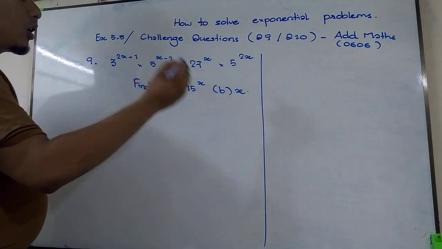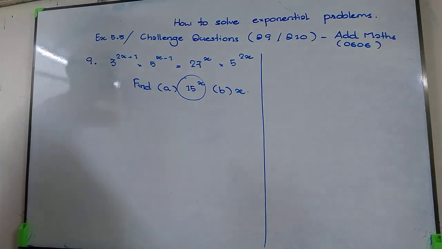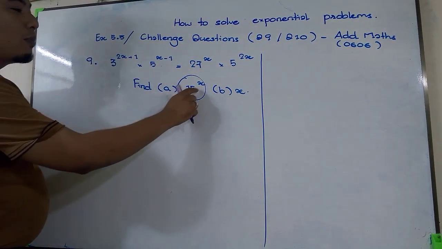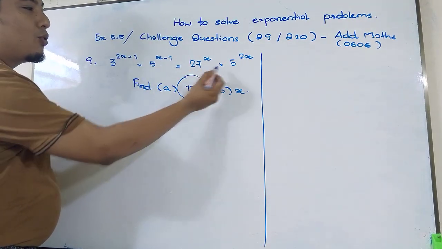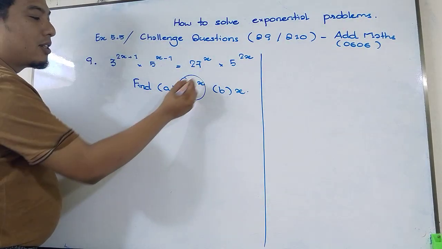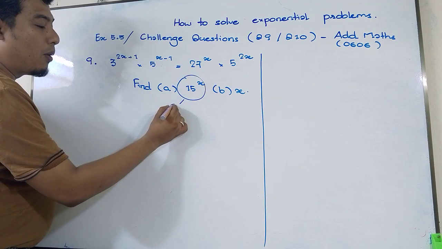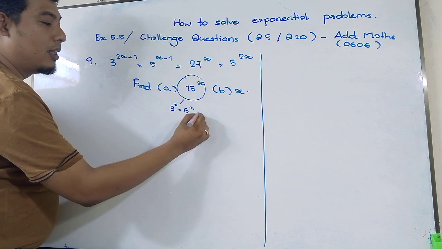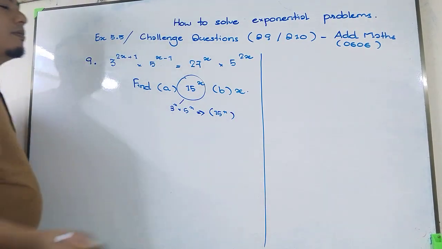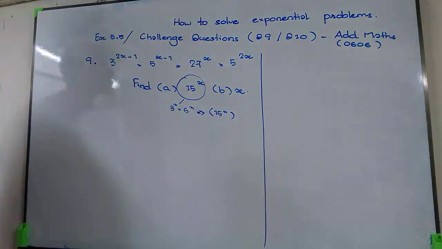In this question, the question asks you to find the value of 15 to the power of x. So before you start solving, you have to think about it. 15 to the power x, but there is no 15 to the power x included. So what you have to do is rearrange your equations to 3 to the power x times 5 to the power x, and then you can change it into 15 to the power x.